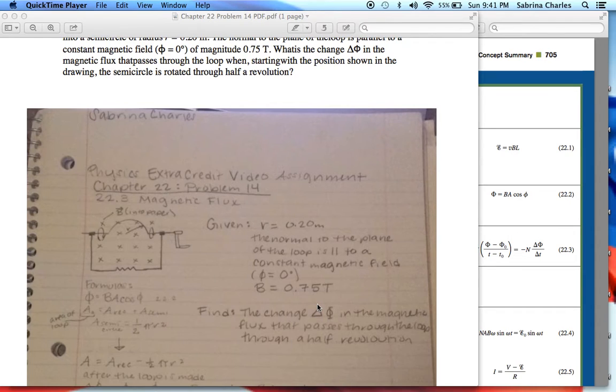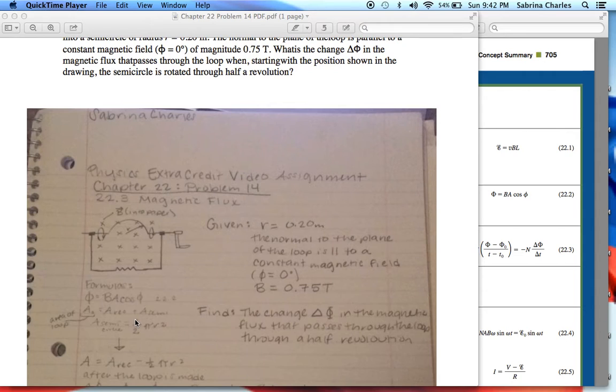So we can assume that as the handle turns, the loop changes. We can think of the loop as being divided into a rectangular portion and a semicircle portion. So initially, the initial area of the loop is equal to the rectangular area plus the area of the semicircle. And that's what I have right here.